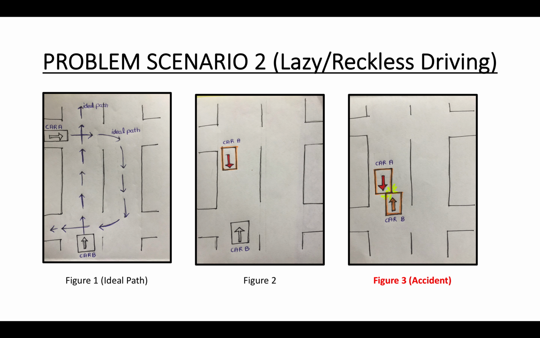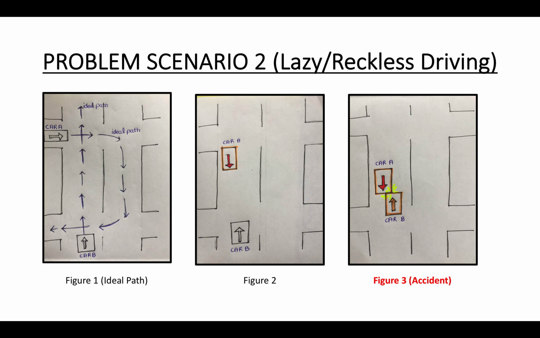Scenario 2, which is very common among the common man, is lazy or reckless driving, done to save fuel and time. As you can see here, car A wants to go into the adjacent lane. Instead of going to the opposite lane and then coming back into the desired street, he tries to get into the wrong direction driving lane and sneak into the adjacent lane. There is a very high probability that a car B driving in the right direction can meet car A and end up in an accident.